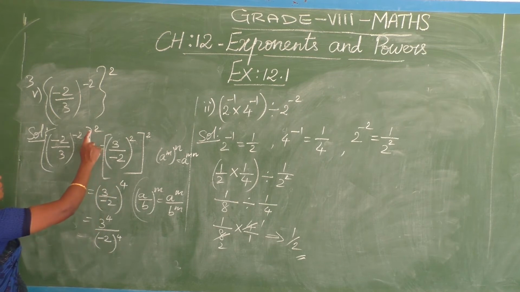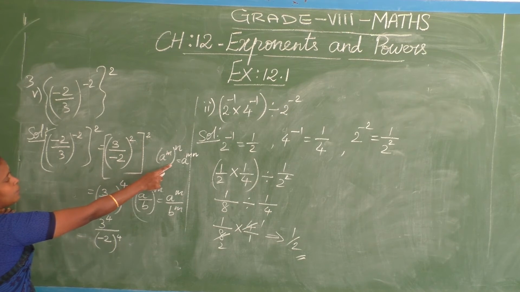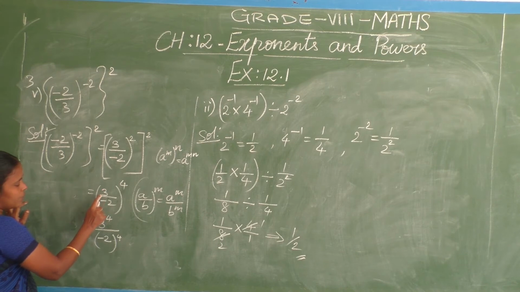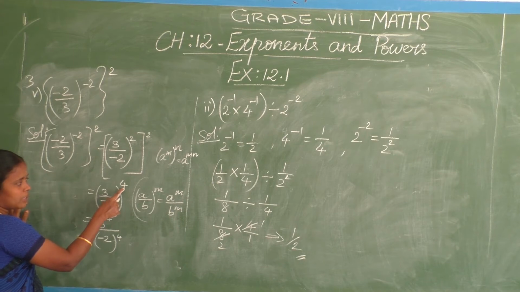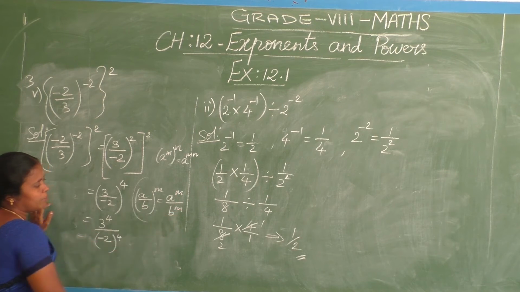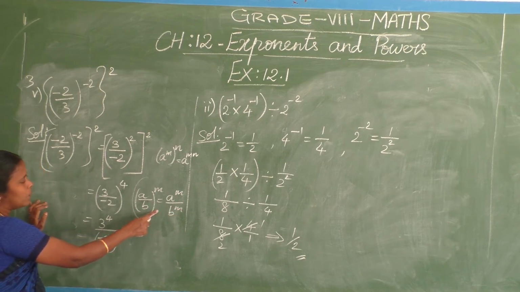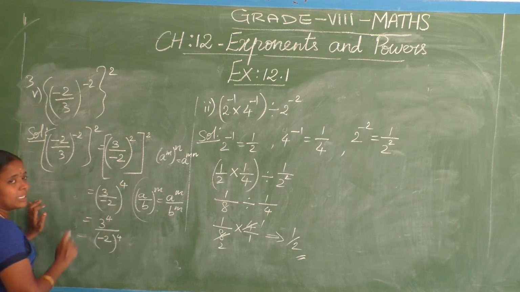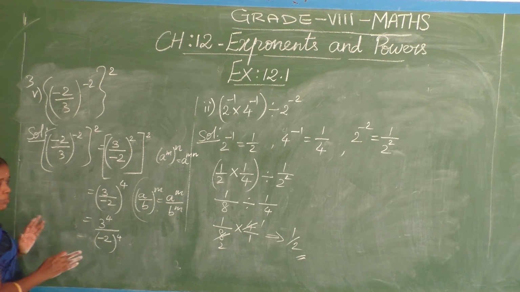Understood? Considering the outside power, power of a power, using this formula the powers can be multiplied. So how does this step come? (3 by minus 2) the whole power 2 into 2, 4. After that, the base is in division, this by this, and a common power is there. So take the fifth law, (a by b) the whole power m is equal to a power m by b power m. Using this formula, we can take this power 4 individually for numerator and denominator separately. Now we have to find this value, you know.